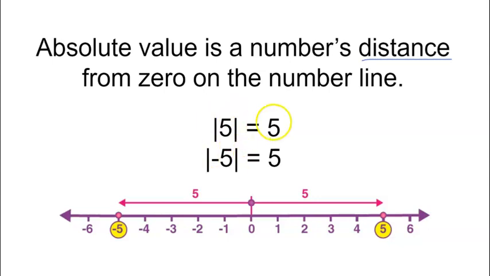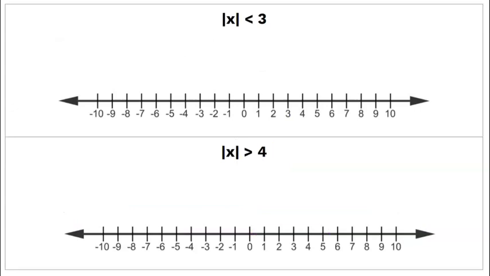So the absolute value of 5 is positive 5, because 5 is 5 units from 0. And the absolute value of negative 5 is also positive 5, because negative 5 is also 5 units away from 0. So now we're going to think about this concept with inequalities instead of equal signs.